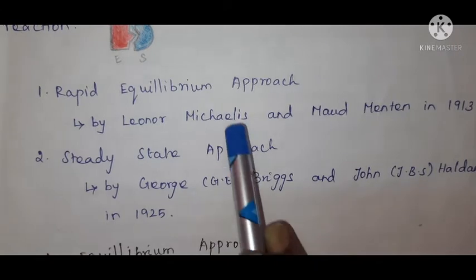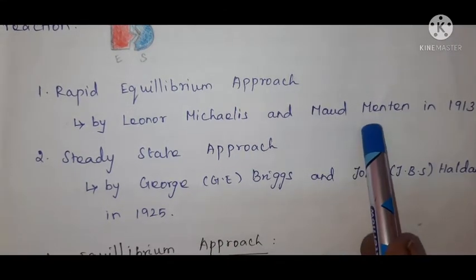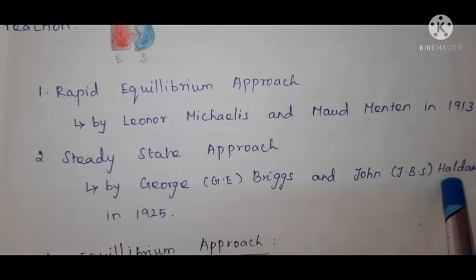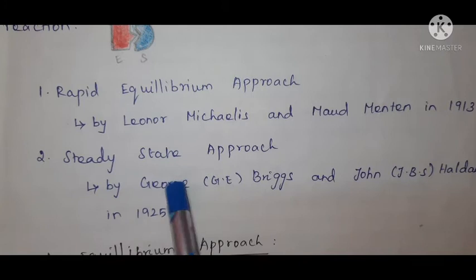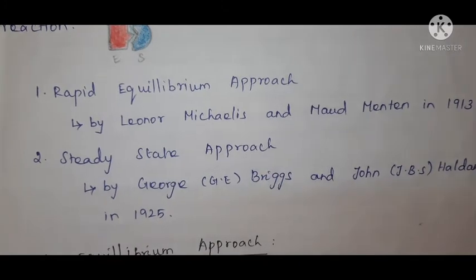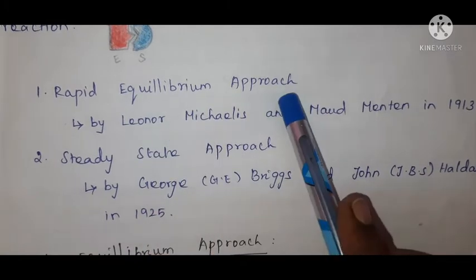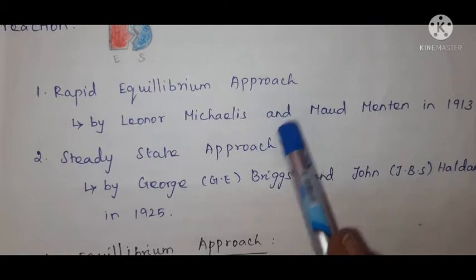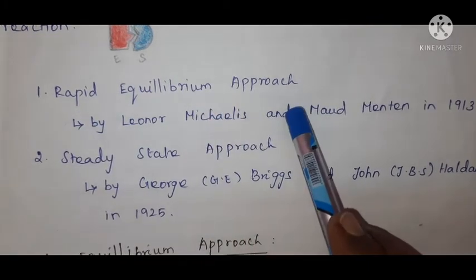The equation derived by Michaelis and Menten was not applicable for all enzyme catalyzed reactions. So it was modified by George Briggs and Haldane, and they introduced a more generally valid assumption that is called the steady state assumption. If you wish to learn the derivation by the rapid equilibrium approach, you can refer to my previous video. In the description also I have given the link for the rapid equilibrium approach.